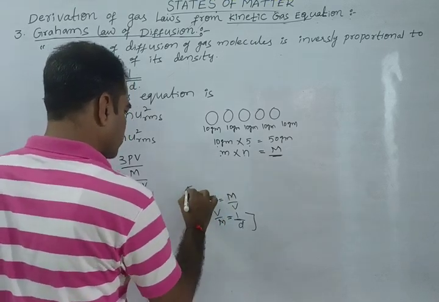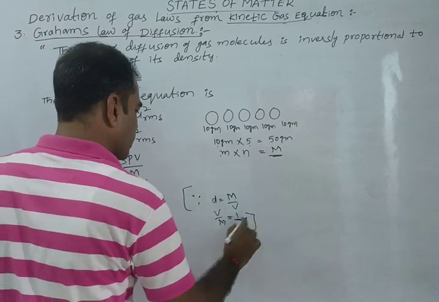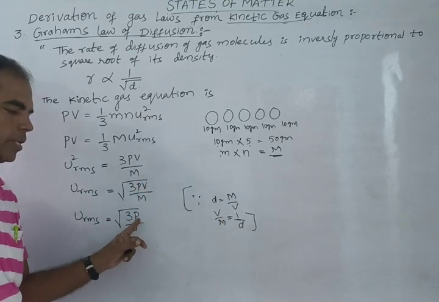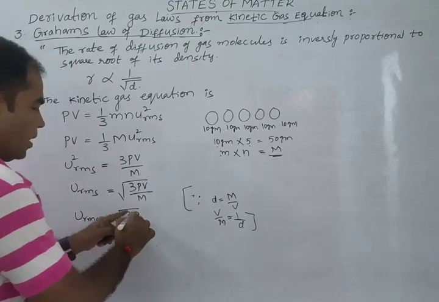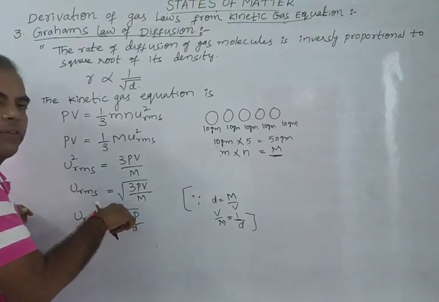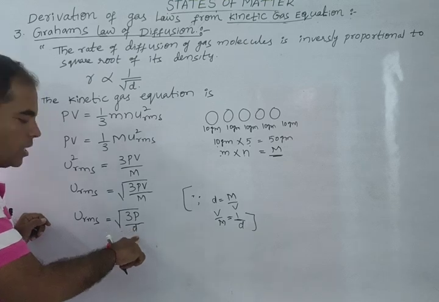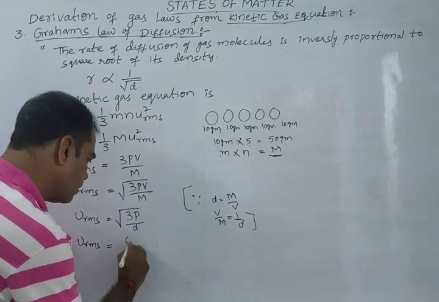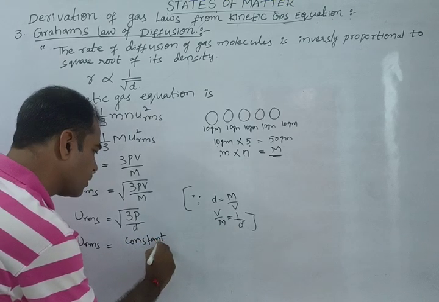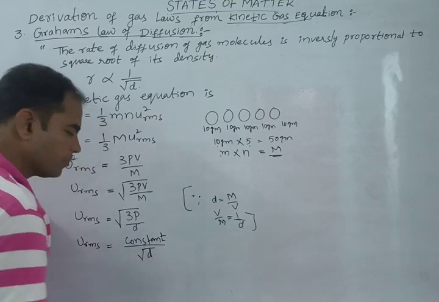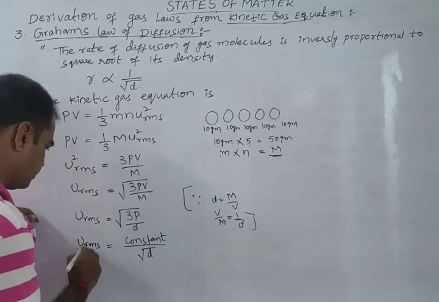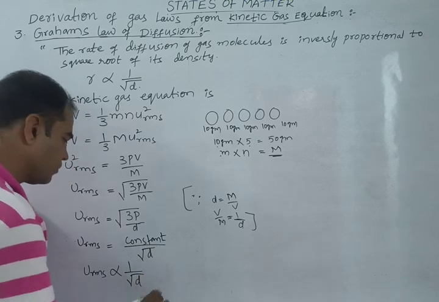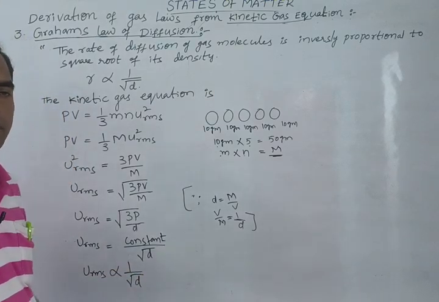Since D equals M by V, V by M equals 1 by D. Substitute the V by M value, here 3 P by D. At constant pressure, the root 3 value is also constant, and the under root D. That means you can represent U RMS equals constant term by root D. Remove the constant term: U RMS is proportional to 1 by root D.